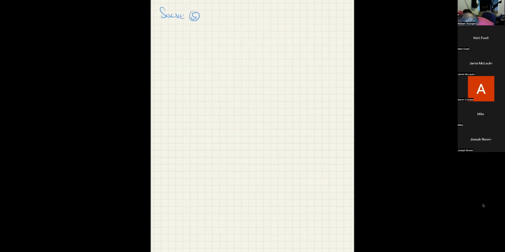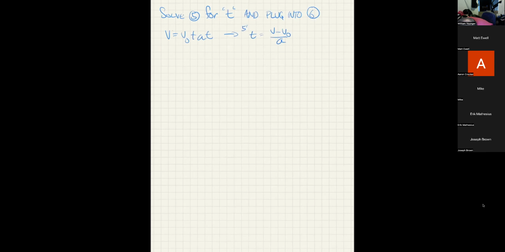Okay, so solve 5 for t and plug into 6. Well, v is equal to v0 plus at gives me t is equal to v minus v0 over a. So I'm going to call that 5 prime.